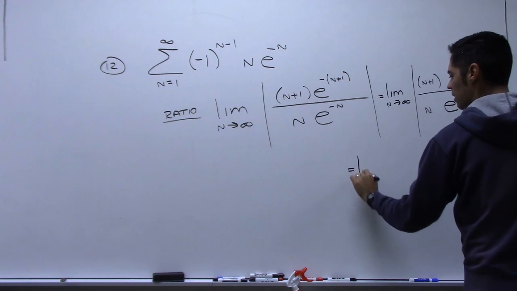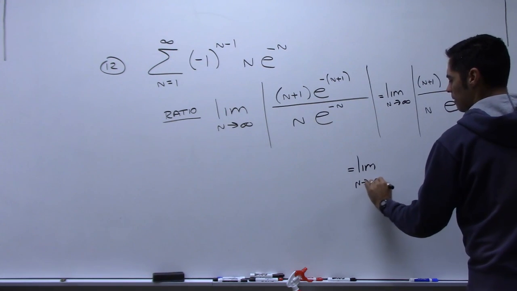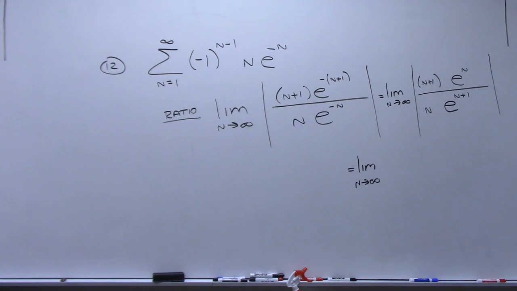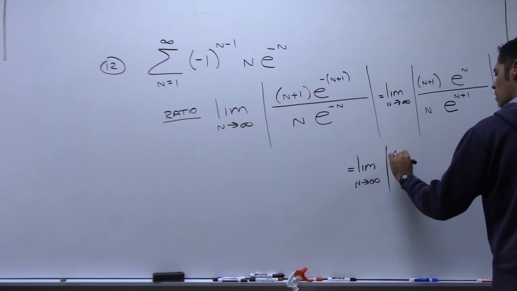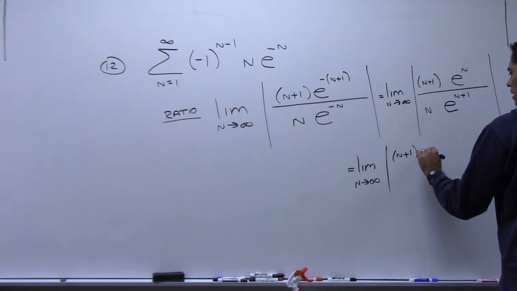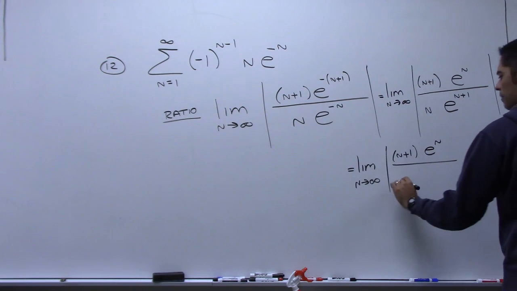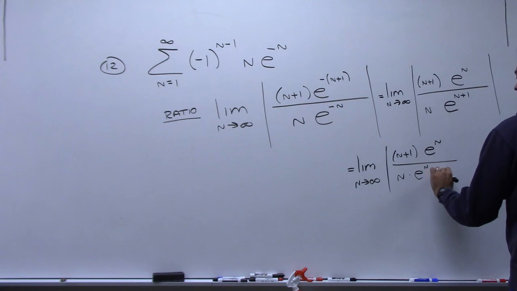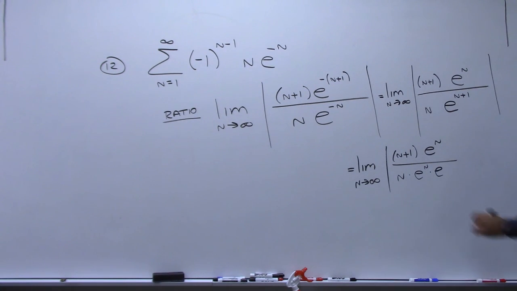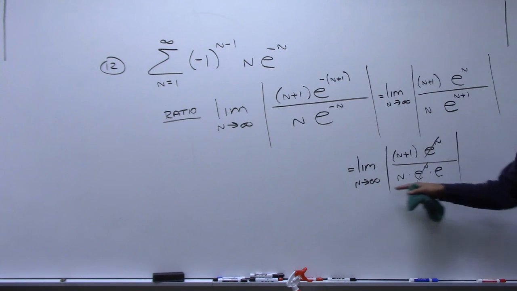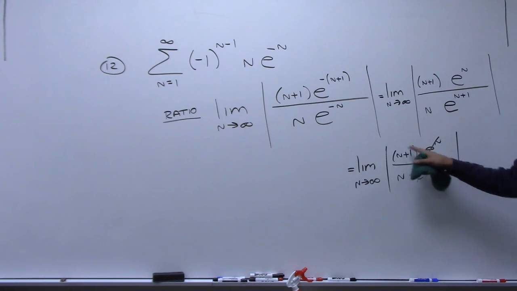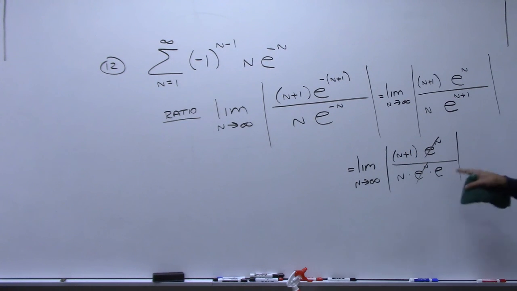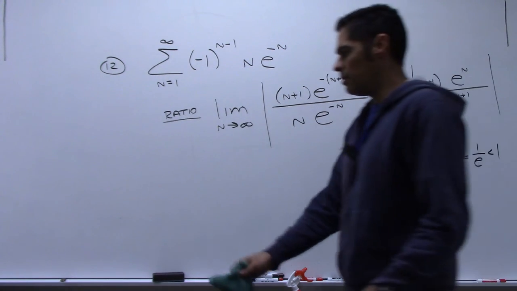And this is limit n goes to infinity of, let's see, n plus 1 on top, e to the n, on the bottom n times e to the n times e to the 1, which is just e. These cancel. And now if I take the limit as n goes to infinity, this is infinity over infinity. I could do L'Hopital on just this. I would get a 1, and I still have an e down here. So this is 1 over e, which is less than 1. So this series converges.